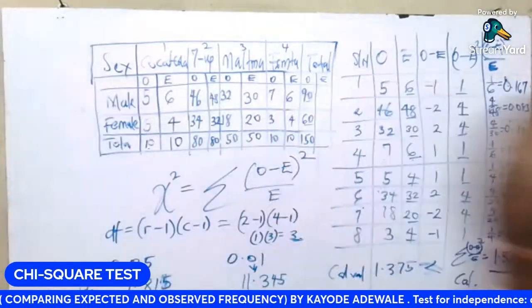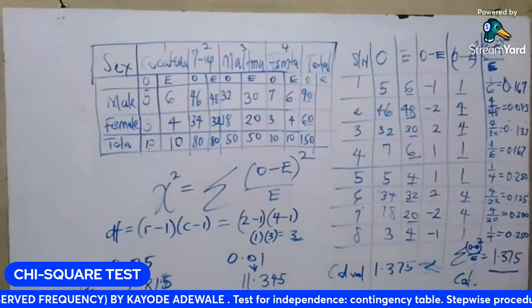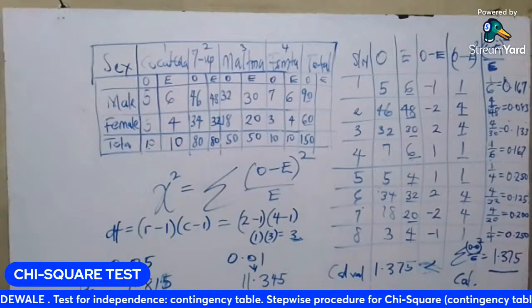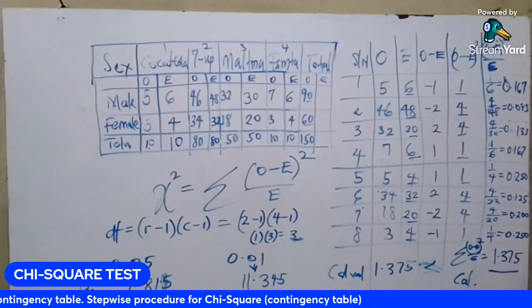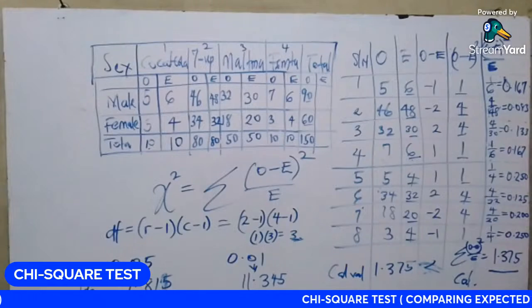If that is taken, can you type it on the chat? If you get what I'm saying, can you type it on the chat? Thank you, Olaniyan. At what point do we take the null hypothesis? At what point do we take the null hypothesis? Can we type it?